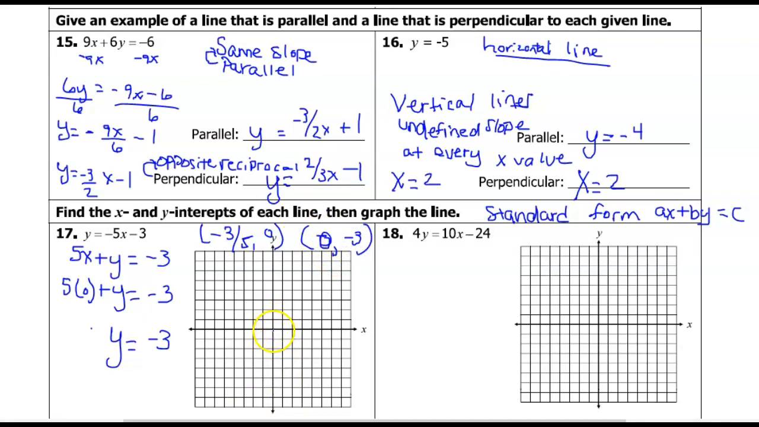Okay, so let's plot those intercepts at 0, -3, 1, 2, 3. That's my y-intercept. And then my x-intercept is -3/5. Well, that's somewhere over here. It's going to be less than 0 and greater than -1. So let's say it's like over here. I need 2 points to graph my line. I got my 2 points, so I can graph my line.